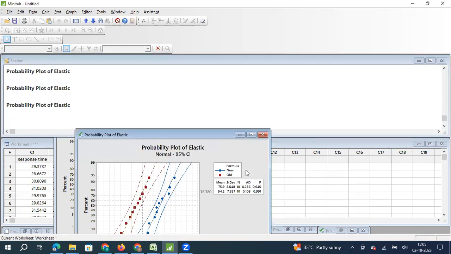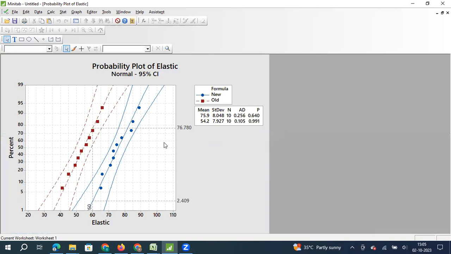Now you will have the same data but with a different understanding. In the old formula, where you have 60, 76.78 percent of your data is less than 60. Whereas with the new data, if you see here, only 2.40 percent of your data is less than 60. If your target is to produce balls with elasticity greater than 60, then your new formula, new material, is better suited because it gives a much better yield compared to your old material. So these are different ways by which we can use the same probability plot to get more inference out of data. I hope this video was useful.